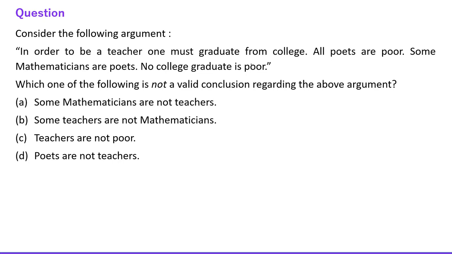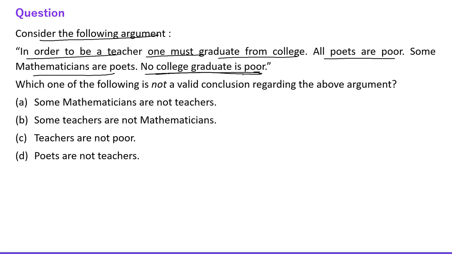Okay, next question. In order to be a teacher, consider the following argument. In order to be a teacher, one must graduate from the college. All poets are poor. Some mathematicians are poets. No college graduate is poor. See, everyone, no college graduate is poor. And to become teacher, one must graduate. So, no graduate is poor, it means no teacher is poor.